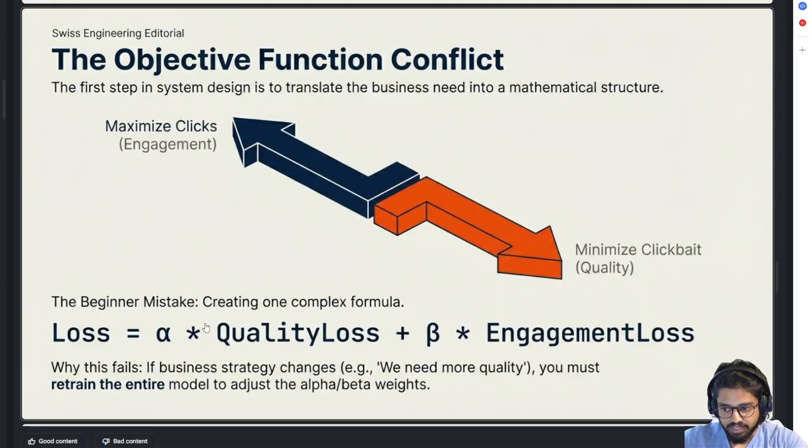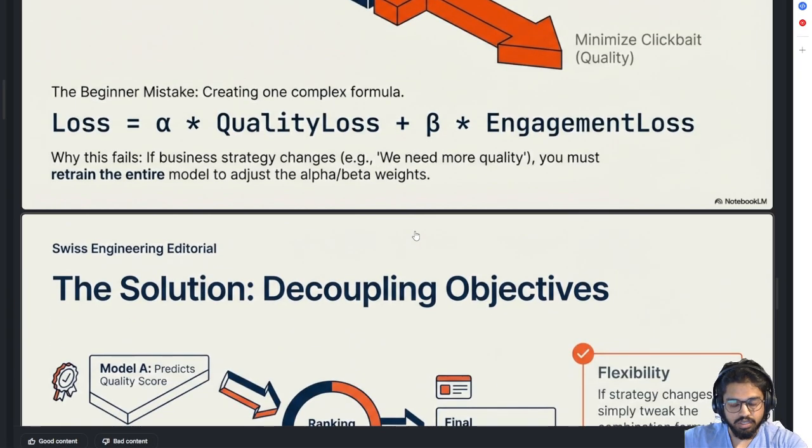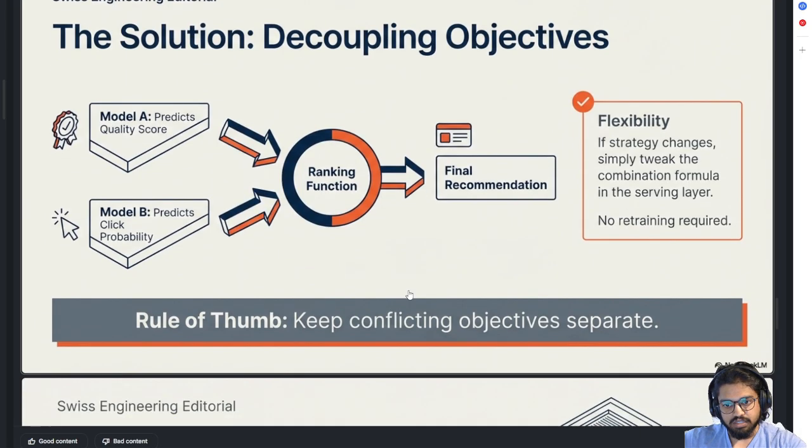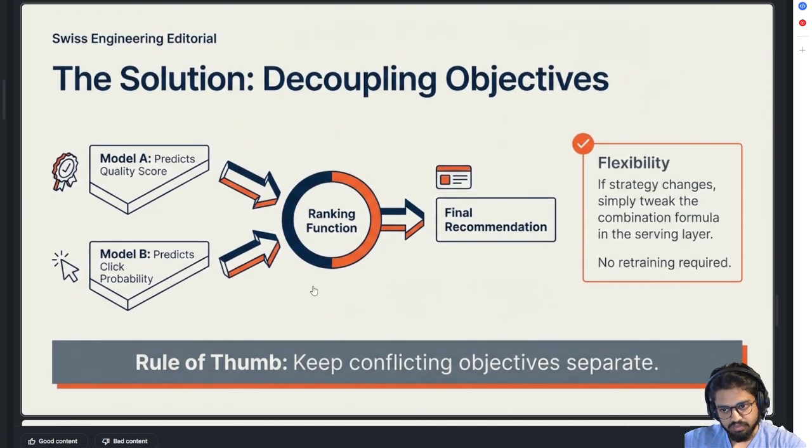A beginner tries to complicate things, building complex formulas to get effective results. But thinking as a pro, you can decouple them completely, work on them separately, and then just combine the scores to get better results. That's how you need to think. It's a completely different approach. And the solution, as I told earlier, is to decouple both of them. You just create a rank function that gets the best out of both, and then the final recommendation. So the major rule of thumb is to always keep conflicting objectives separate.